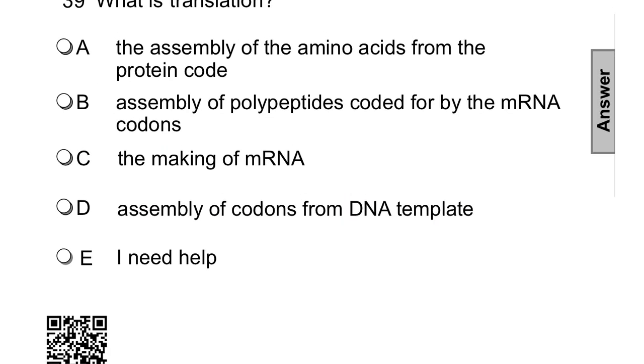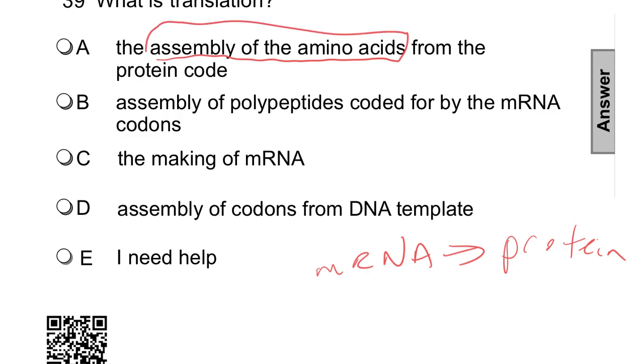What is translation? You should know by now. It's when mRNA language is turned into protein language. So let's look at these choices. The assembly of the amino acids. Well, really, we're not making the amino acids. The amino acids were already made by another chemical process, which we haven't talked about. The amino acids aren't being assembled. The protein is being assembled from the amino acids, so forget this choice. Assembly of polypeptides coded for by the mRNA. Yeah, that's what it is.